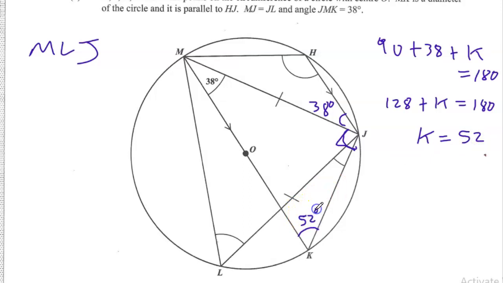Now, what's the significance of that? MLJ, this angle, notice they are in the same segment. Look at the endpoints of the chord MJ. They meet at K, that's 52. Now we have two more lines coming from the same chord MJ to meet on the circumference. So these are angles in the same segment. Hence MLJ would be 52 degrees.